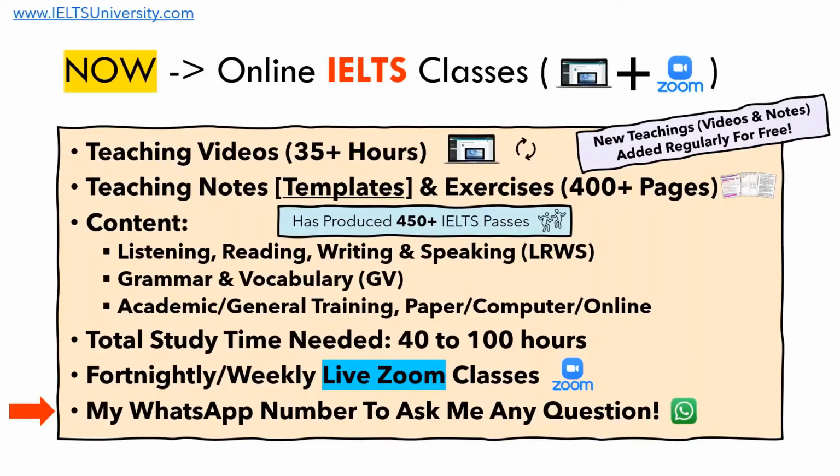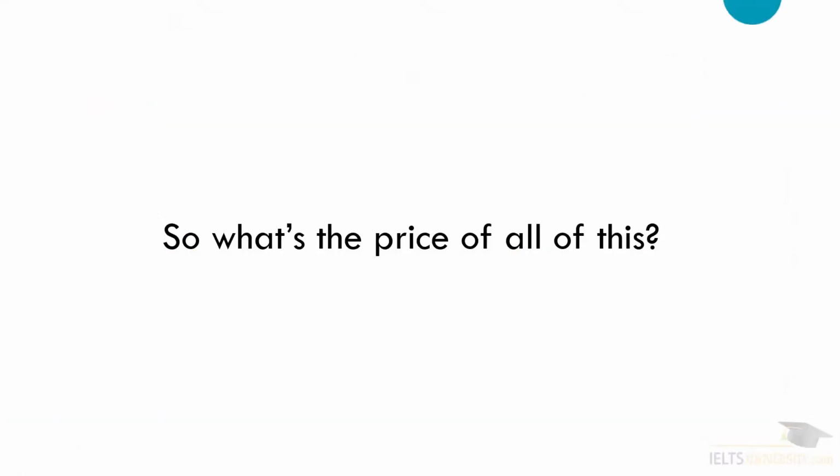Lastly, you have my WhatsApp number. You can ask me any question you want. Okay, that's what I've been doing for my classes, even for the past 10 years. All my students have my WhatsApp number. They can ask me any questions. I don't know any other teacher who does that, but I've always given my WhatsApp number to my students. I always said that even after the classes, after my face-to-face classes, you can still ask me questions, not a problem. So what's the price of all of this?